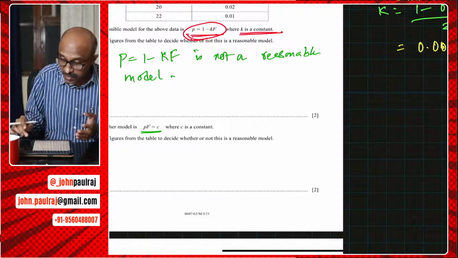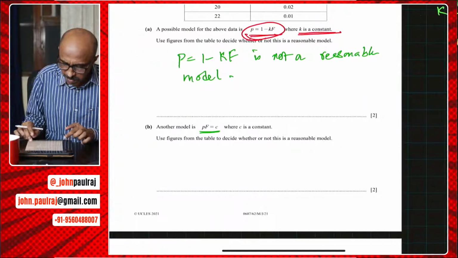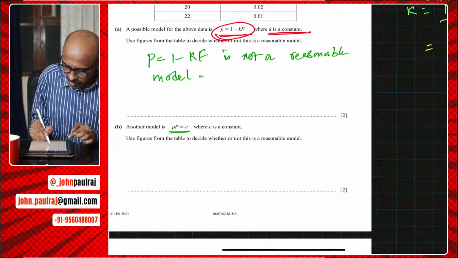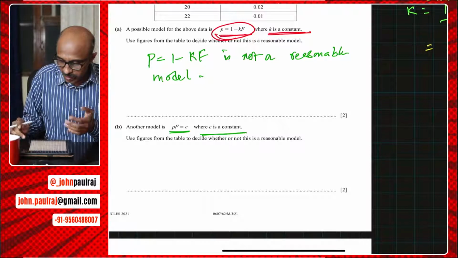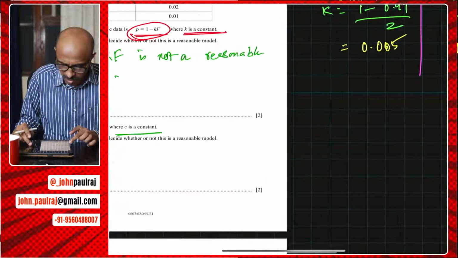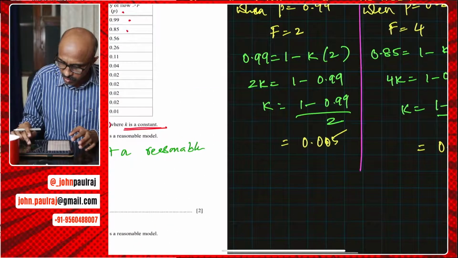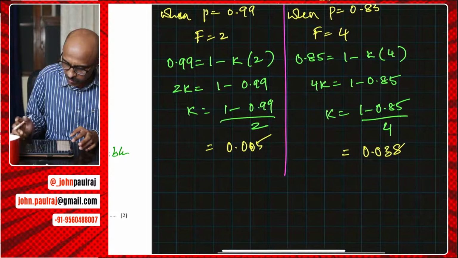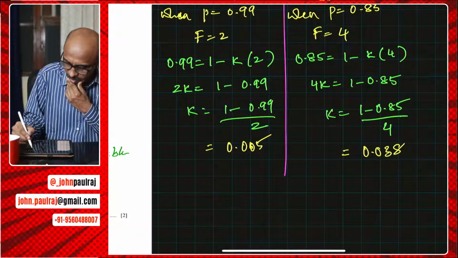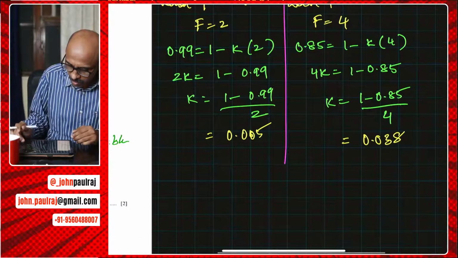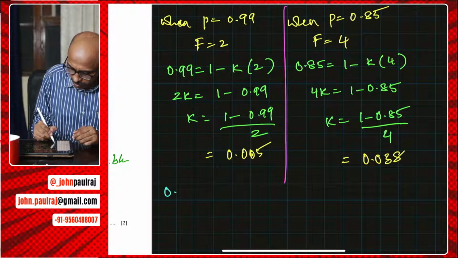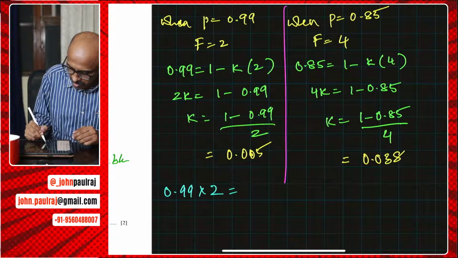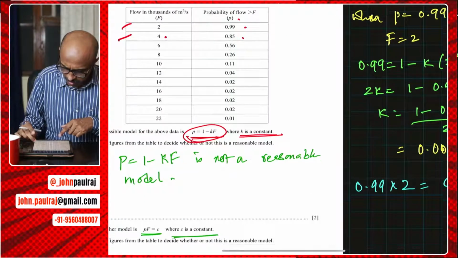They said use the figures. So let's try this for the same data points, okay? It says P times F is equal to a constant, where C is that constant. Use the figures to decide whether or not, a similar question, okay? So the model here is PF is equal to C. Let's do that, okay? For the same one, what color should I use for now? Let me use this one. Okay, so P is 0.99. So 0.99 times F, which is 2, should be that C. Is that right? PF is equal to C.